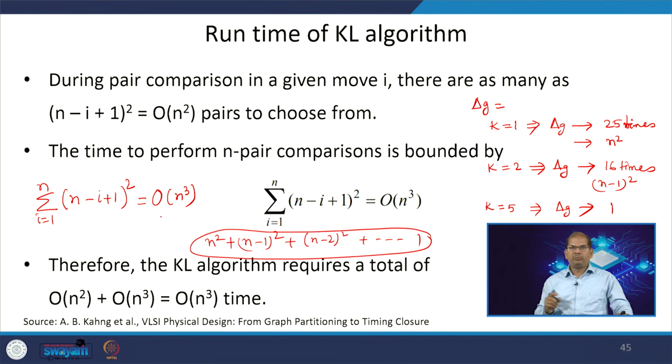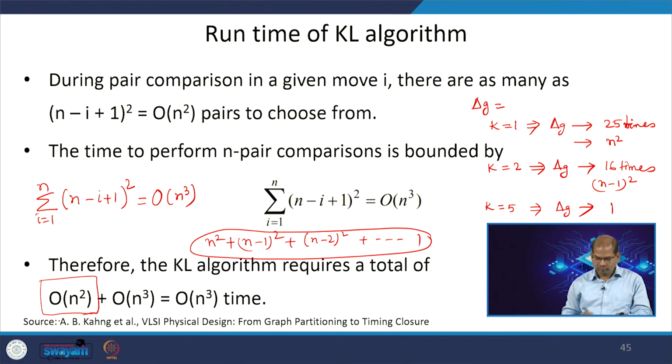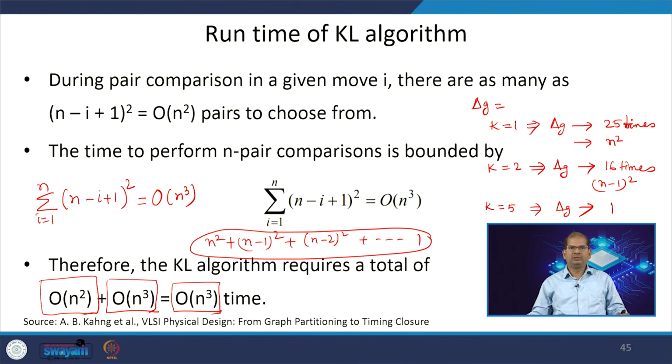We are doing two operations: one is the D evaluation, and the other is the delta G, the gain evaluation. D evaluation happens in order of n square, and gain evaluation happens in order of n cube. Out of both, the highest is order of n cube. So, the speed of this algorithm is basically order of n cube.